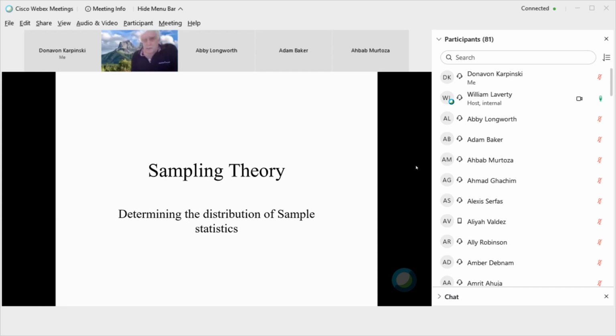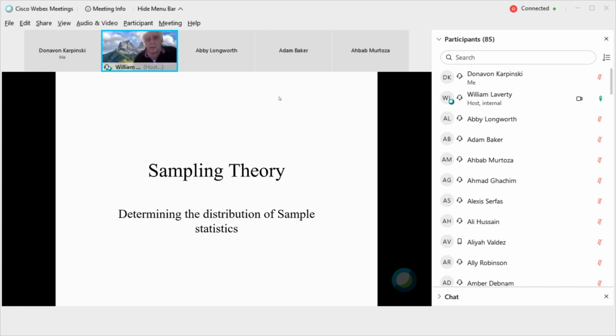Okay, so today what we're going to do is introduce sampling theory. Sampling theory is concerned with finding the probability distribution of sample statistics. This is important because it will tell us how the statistic behaves from sample to sample. Statistics are a good example of random variables.